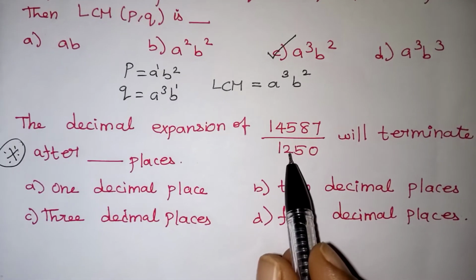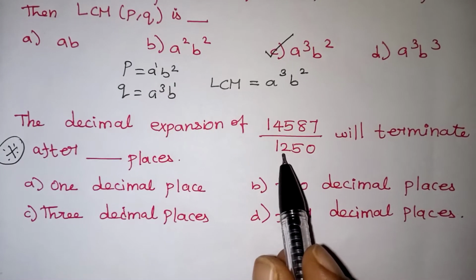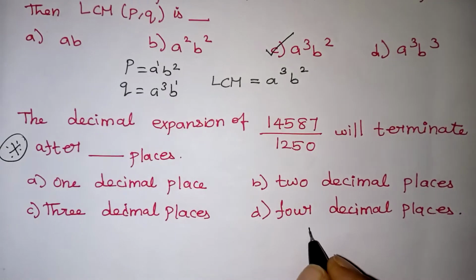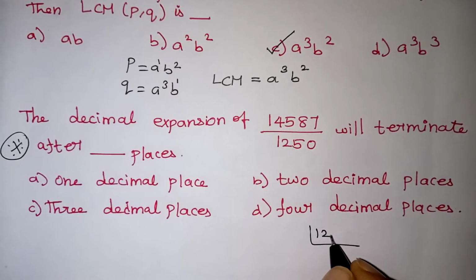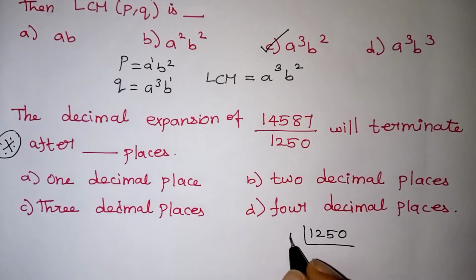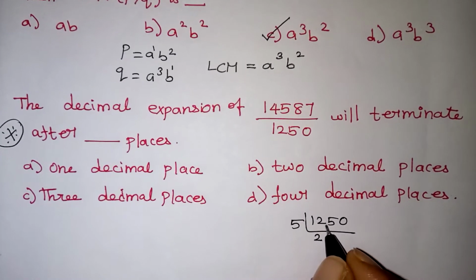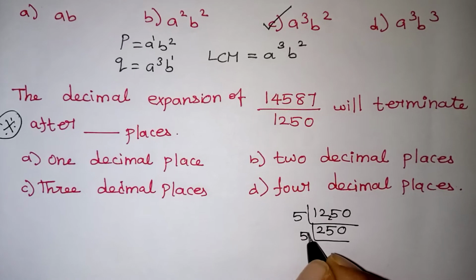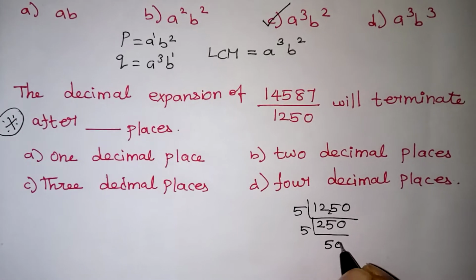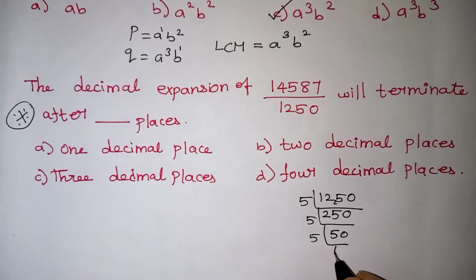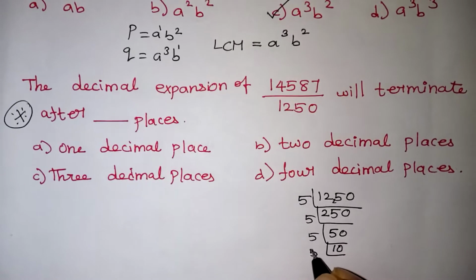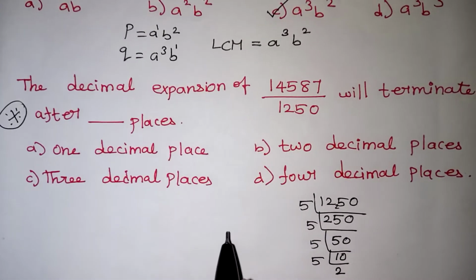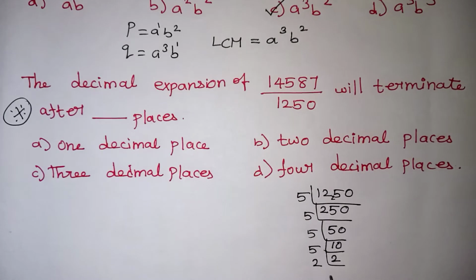What you have to do is just look at the denominator alone. Take the denominator and do the prime factorization. 1250: it will come in the 5 table. 5 twos are 10, balance 2. 5 fives are 25, this 0. Again by the 5 table, 5 fives are 25. Again by the 5 table, 5 tens are 50. Again by 5 table 2 times. Then by the 2 table it is 1 time we can write it.